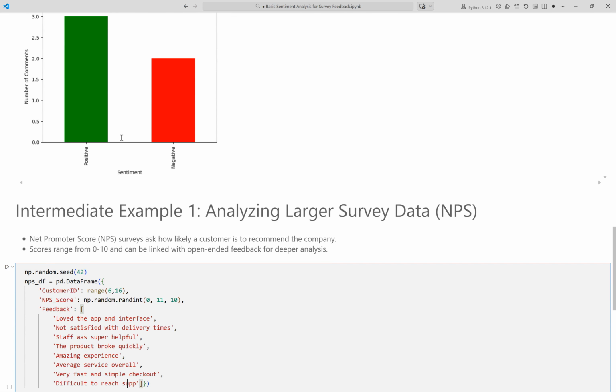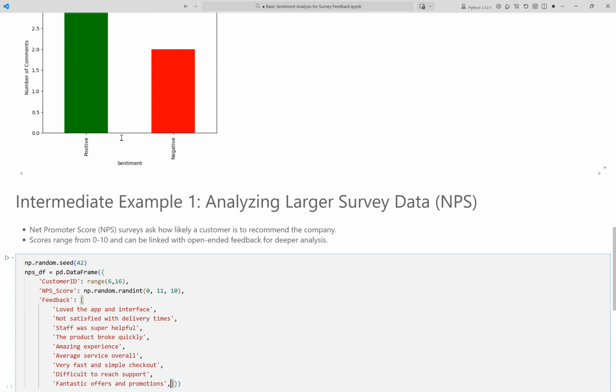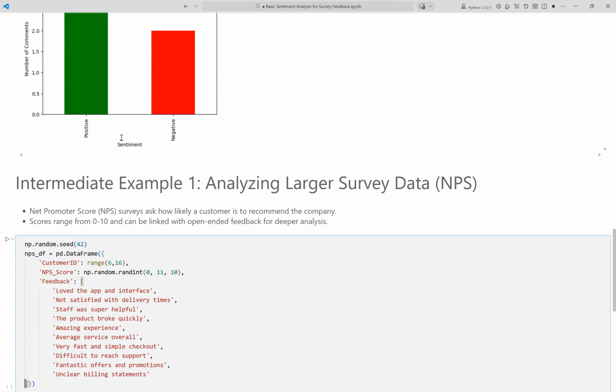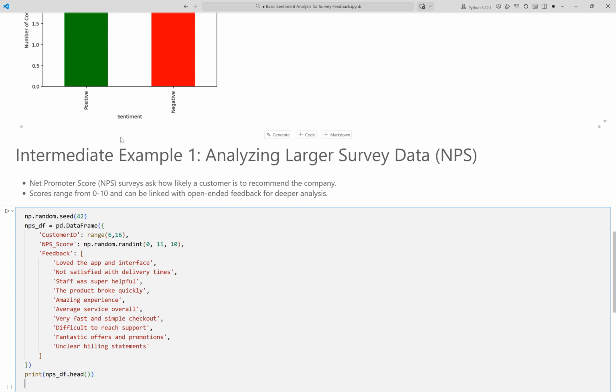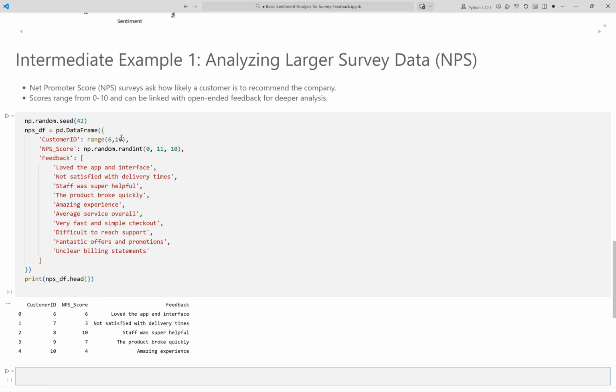Running the cell now. This output shows the first 5 rows of a survey dataset containing customer IDs, their NPS scores, ranging from 0 to 10, and associated open-ended feedback comments. Notice the variation in scores, which sets up the analysis for identifying patterns between numerical ratings and qualitative responses. This initial glimpse helps us understand the structure and diversity of the data before deeper NPS trend analysis.